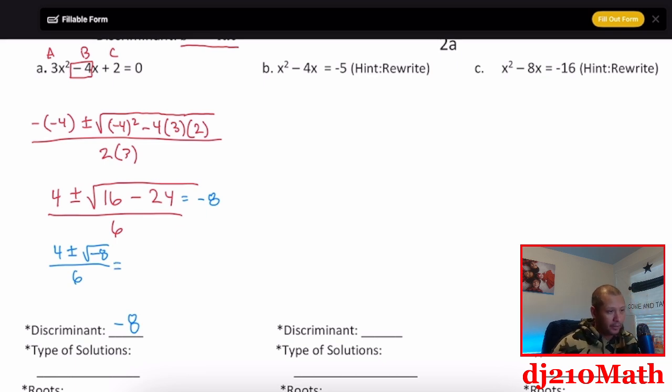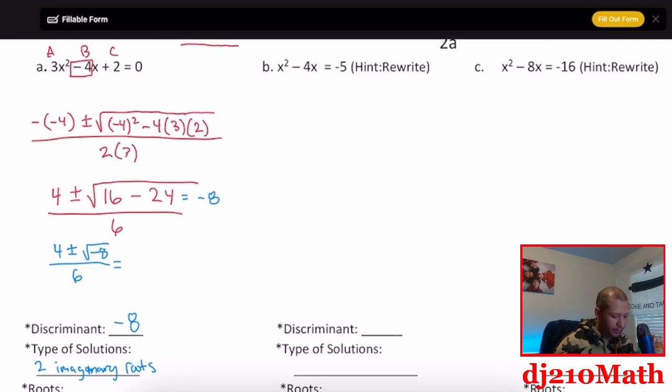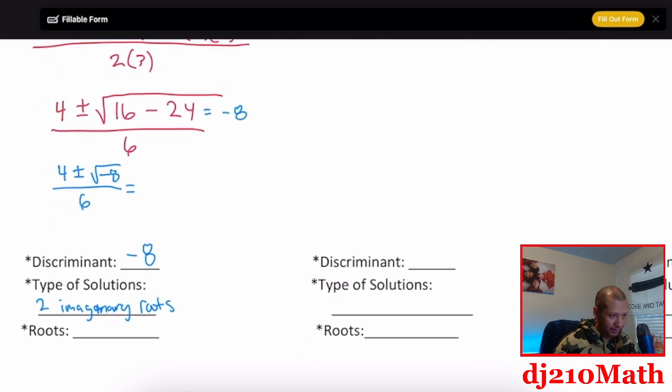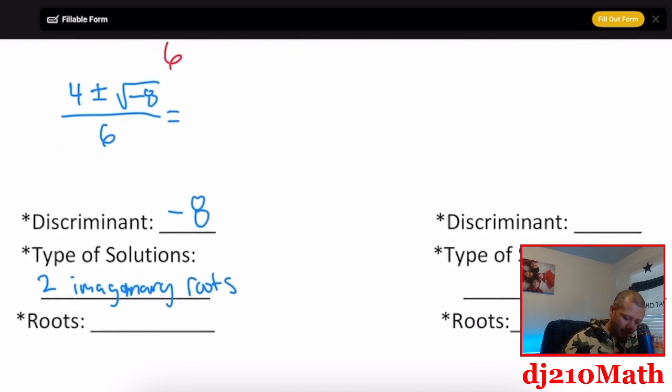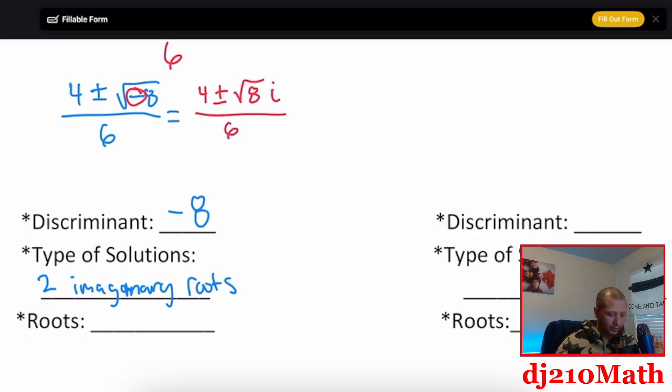So first off, the discriminant is negative. This means we're going to have 2 imaginary roots. That's what we're going to have. Because there's a negative under the square root. Right? That's what the discriminant tells us. Meaning i is going to be in our answer. I can see that because there's a negative under the square root. So we get 4 plus or minus √8i over 6. Okay, this is pretty much the answer. This is pretty much the roots.